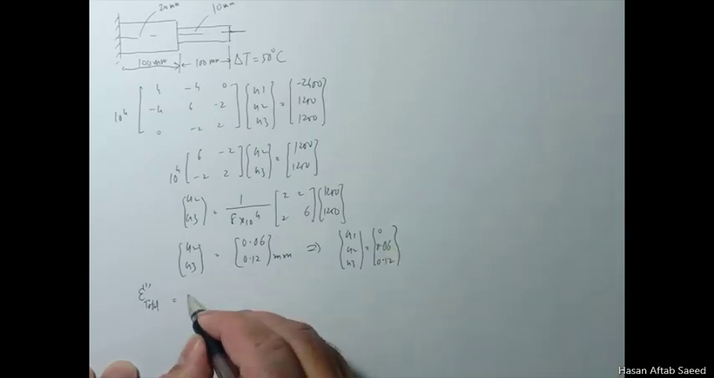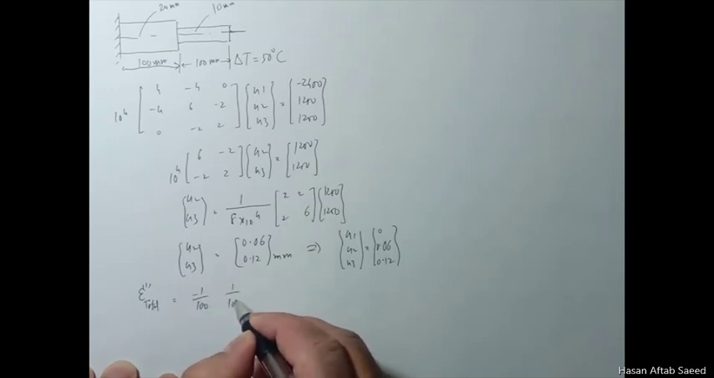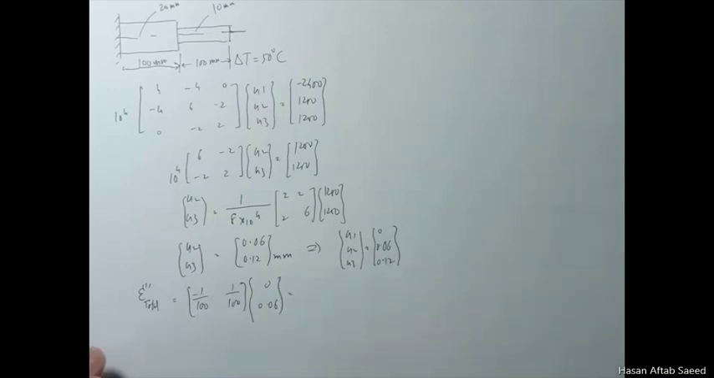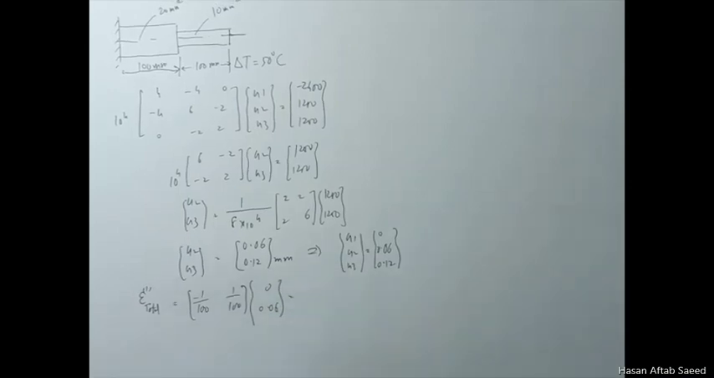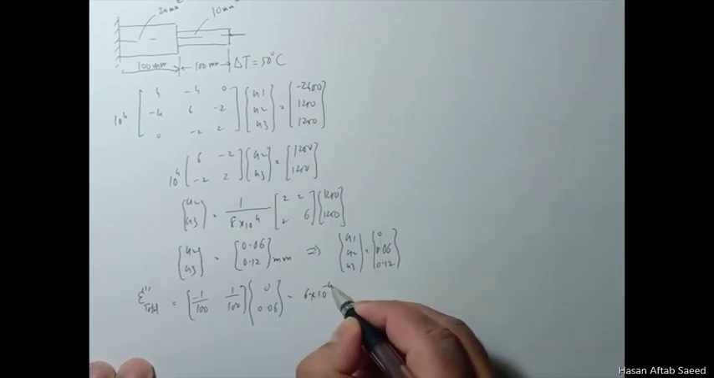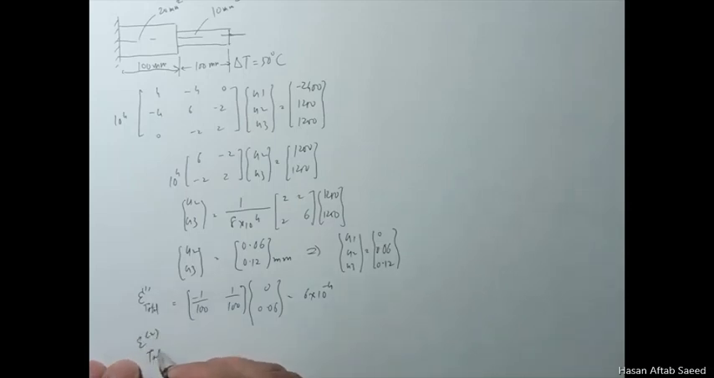Now this will be minus 1 over 100, 1 over 100. This is the B matrix, 0 and 0.06, and this comes out to be 6 into 10 raised to the minus 4. Total is again minus 1 over 100, 1 over 100. The B matrix doesn't change because the lengths are the same. Here you get the same difference, so you will get the same 6 into 10 raised to the minus 4.